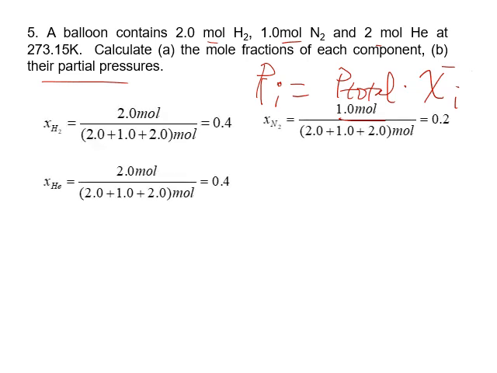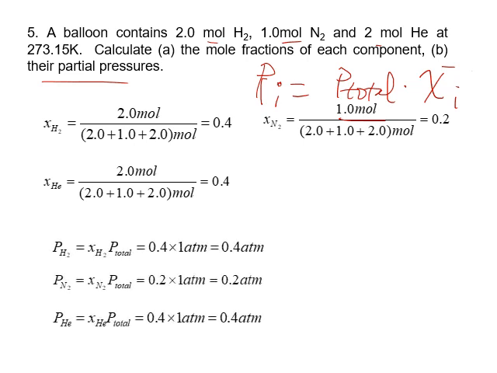So here we calculate the mole fraction first, and then the partial pressure: total pressure, which is 1 atmosphere, times 0.4. Similarly, 1 atmosphere times the mole fraction for each gas. In this case, the partial pressure is just equal to the mole fraction of each gas, because the total pressure is 1 atmosphere.